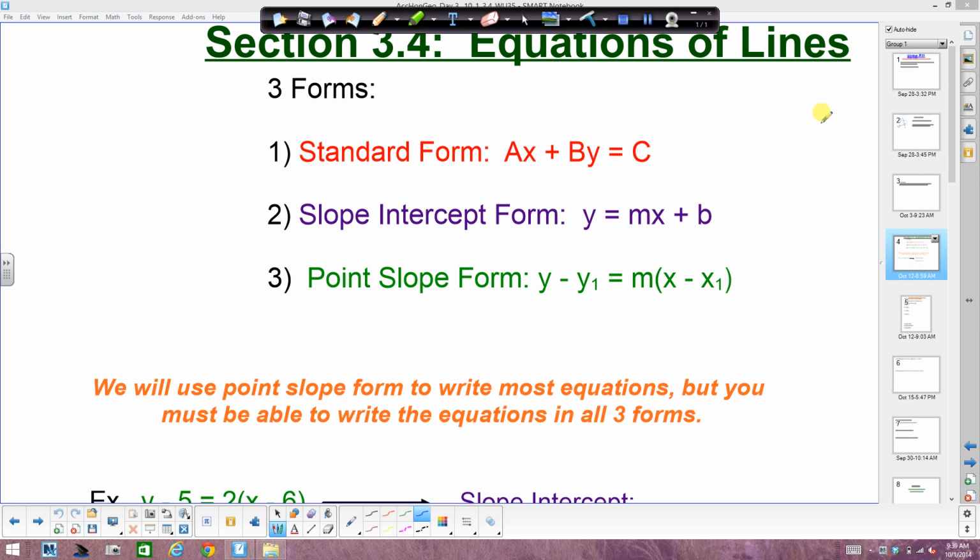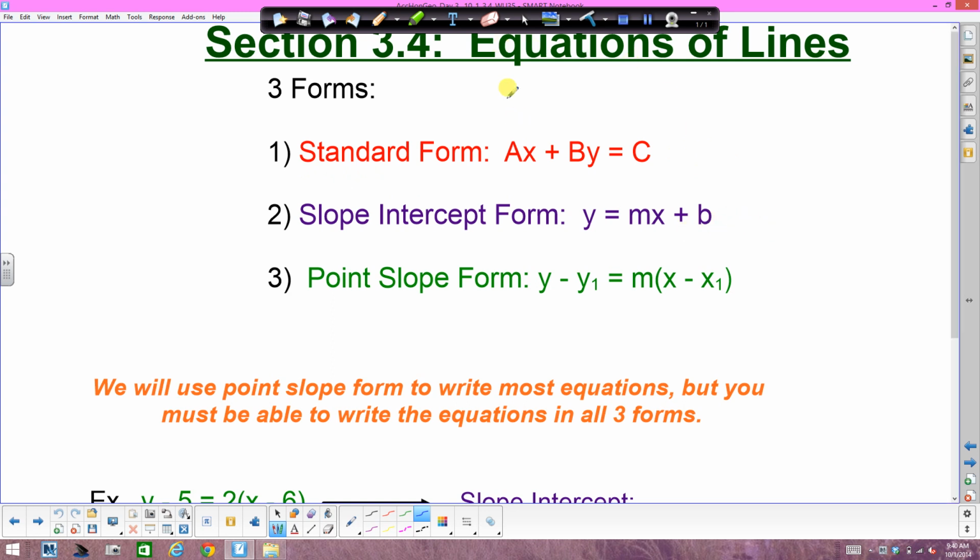Alright, so in section 3.4, we're going to be dealing with equations of lines, and hopefully this will also be a good review for you from Algebra 1 last year. But remember, we've got three forms of linear equations. So you have standard form, and we have slope-intercept form, and we have point-slope form. So we've got all three of these that we need to be able to work with and use.